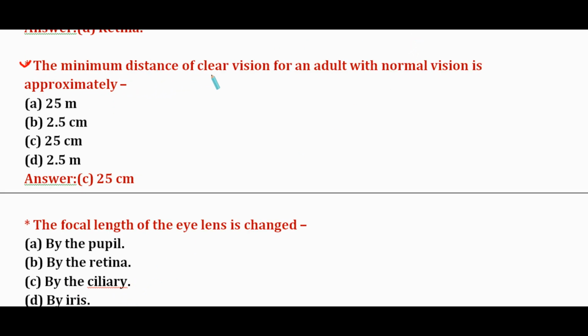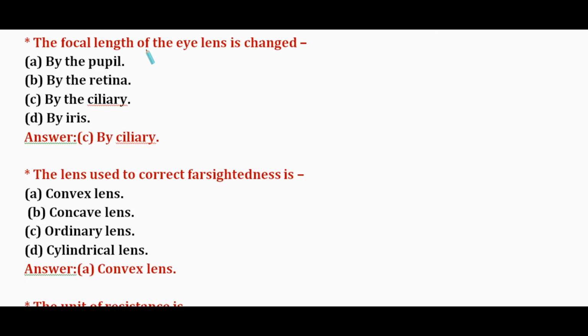Next question: the minimum distance of clear vision for an adult with normal vision is approximately, it is about 25 centimeter. The focal length of the eye lens is changed by the pupil, the retina, the ciliary, the iris. The correct answer is the ciliary. The lens used to correct far-sightedness is convex lens, concave lens, ordinary lens, cylindrical lens. The correct answer is convex lens.